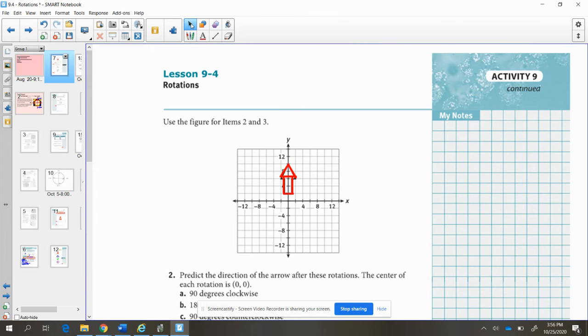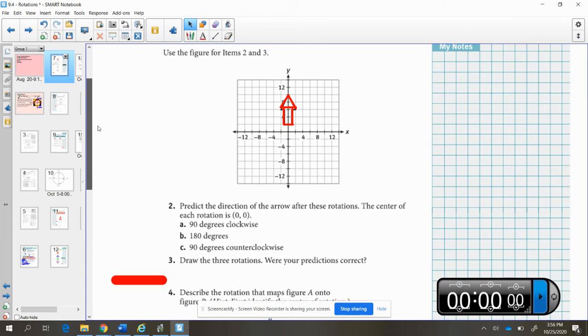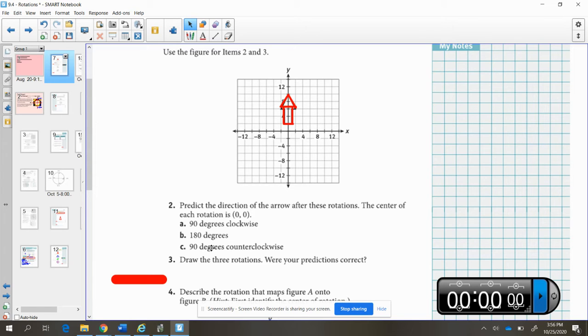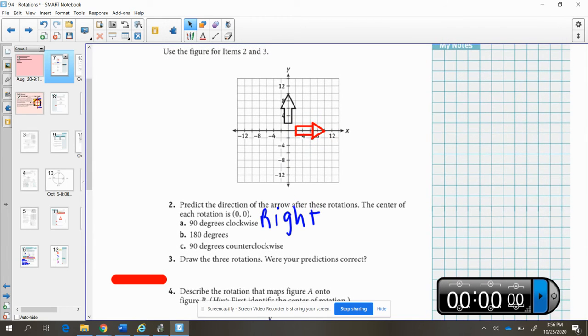All right, on this next page, page 121, we have the arrow, and we want to talk about what direction the arrow is going to move after it moves clockwise versus 180 degrees versus counterclockwise. For part A, if we rotate this clockwise, it would move to the right, so our arrow would also point to the right. Now, if we rotate this arrow 180 degrees, that's a full-on rotation of our arrow so that it's downward pointing. So here is our arrow rotated 180 degrees.